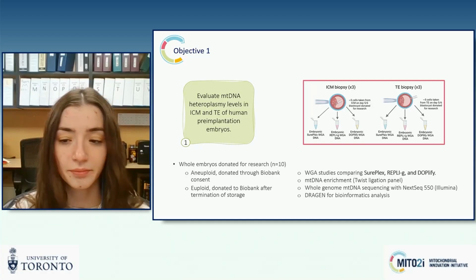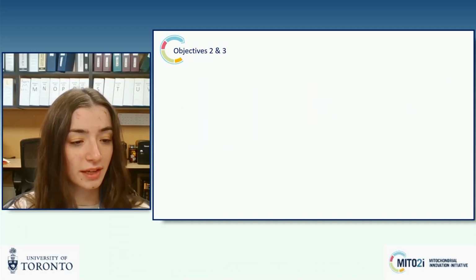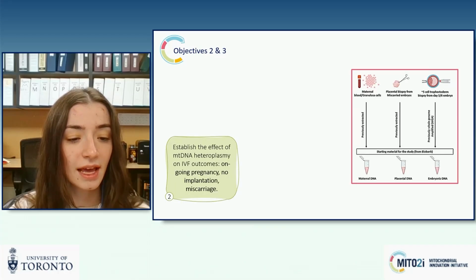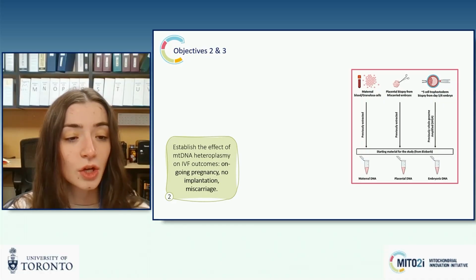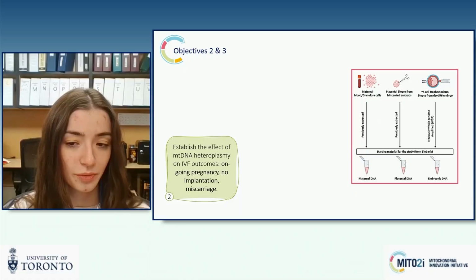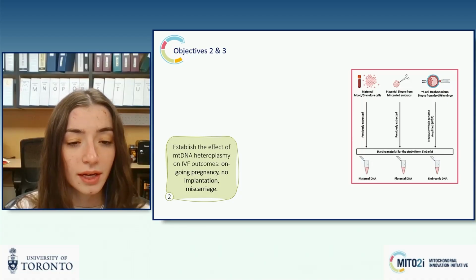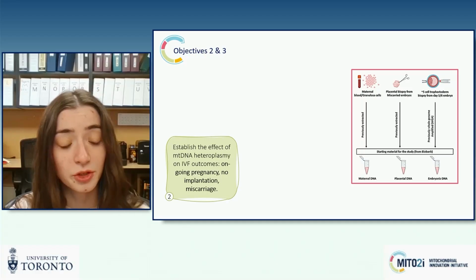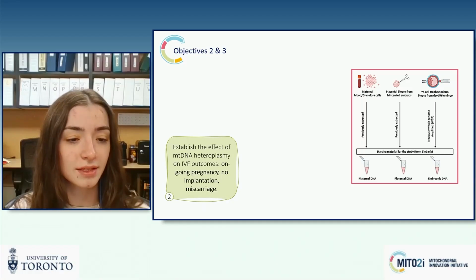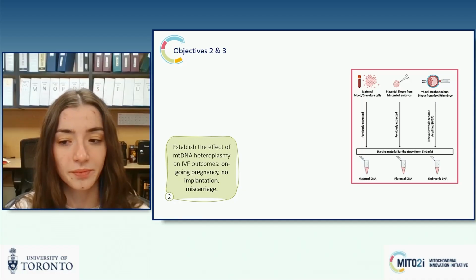Dragon enrichment. My second objective will be to establish the effect that heteroplasmy in pre-implantation embryos has on IVF outcomes, which include ongoing pregnancy, no implantation, and miscarriage. I will be using biobanked maternal blood or granulosa cells, biobanked placental DNA from miscarriage, and biobanked embryonic DNA obtained from a trophectoderm biopsy. And this will be a retrospective study on selected blastocysts with known IVF outcome.